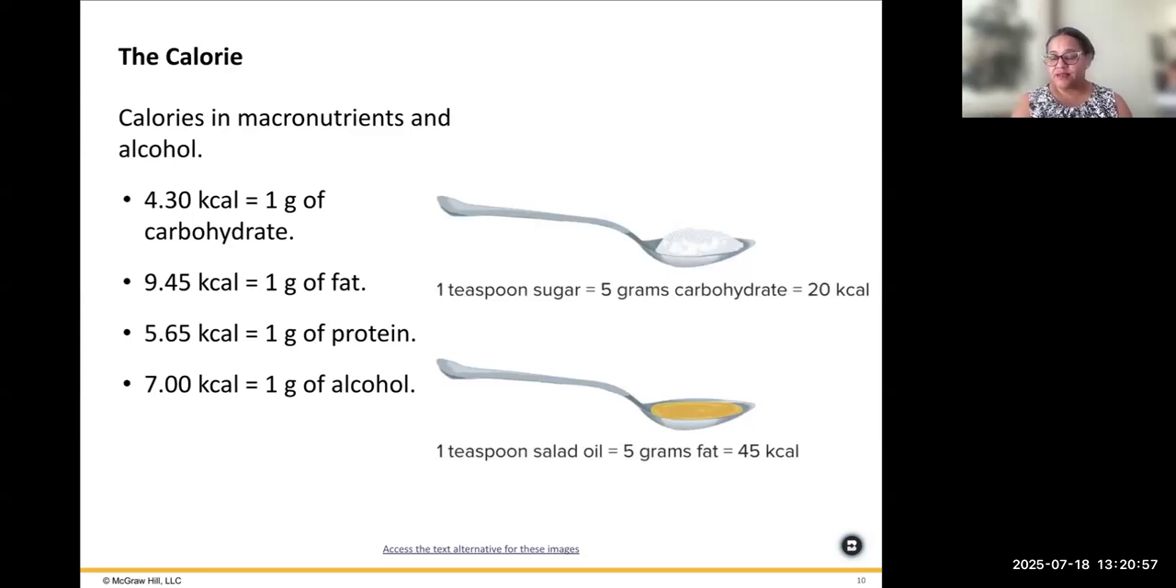So there are calories in almost everything you eat and drink. Not everything, of course, but almost. There's 4 calories per gram of carbohydrate. So every time you eat a gram of carbohydrate, you are consuming 4.3 calories. There's 9.45 calories in a gram of fat. So every time you consume a gram of fat, it is double the calories of carbohydrates. Proteins, 5.65 calories per gram of protein, and alcohol is 7 kilocalories per gram consumed every time you drink.